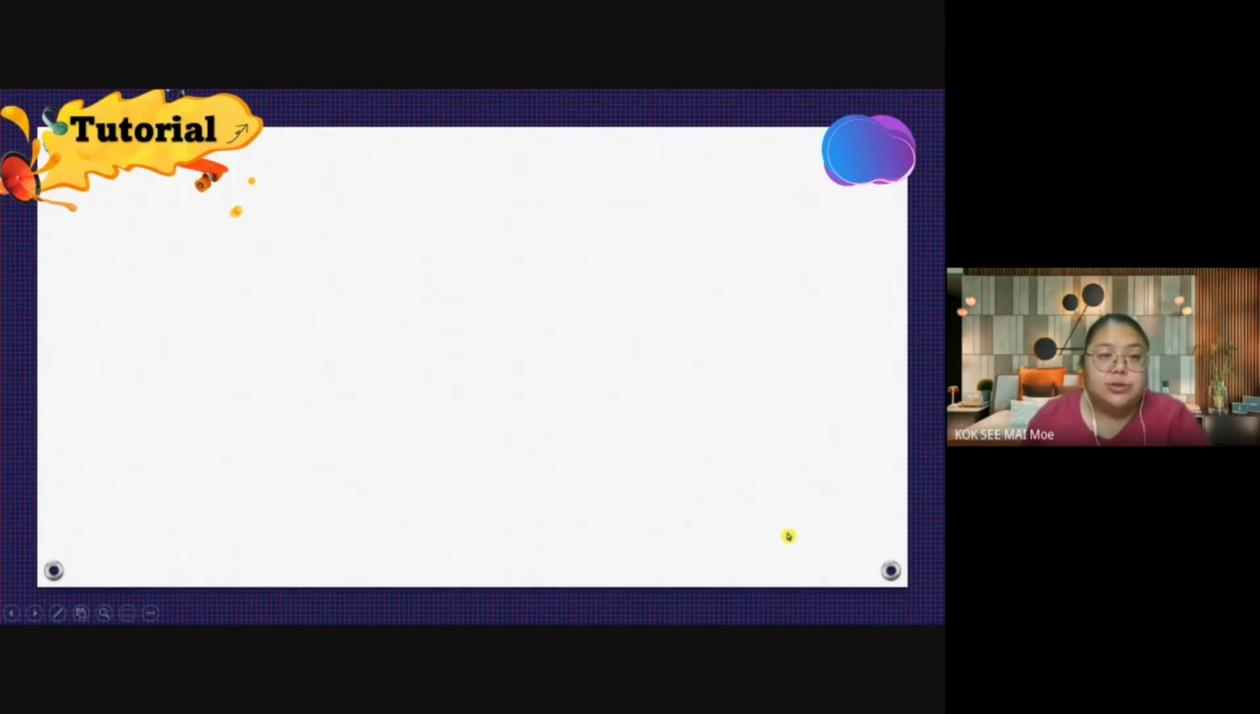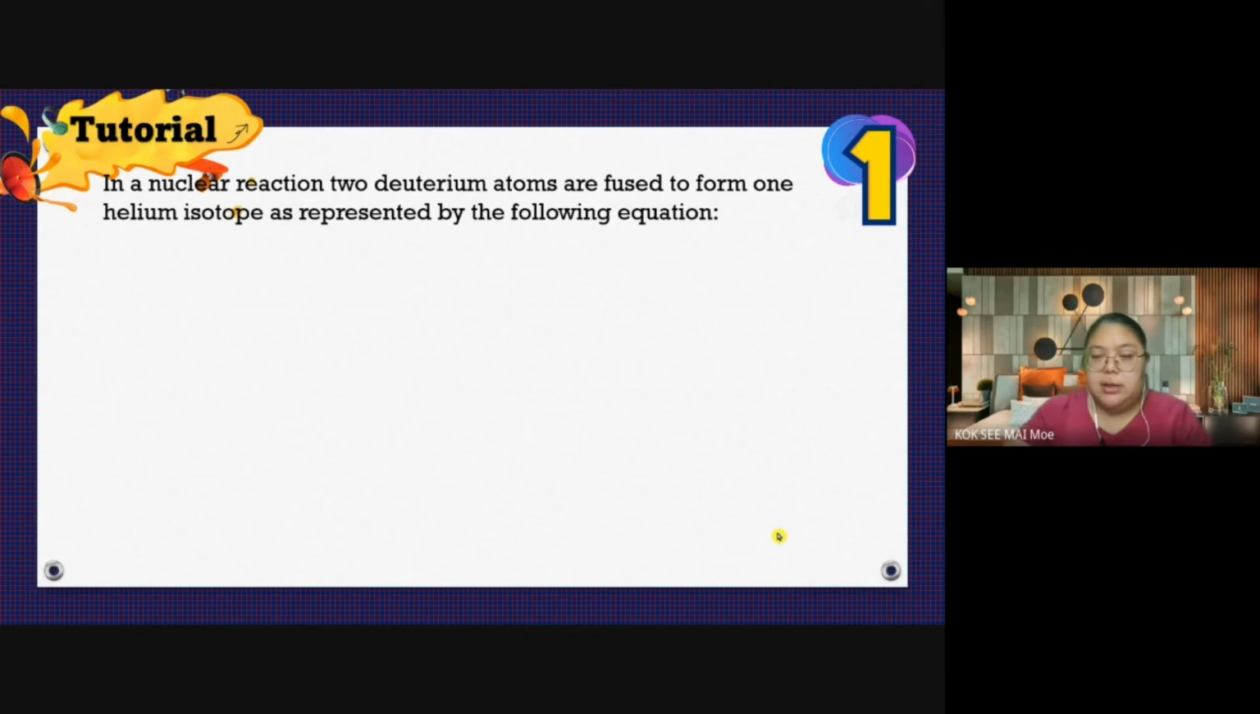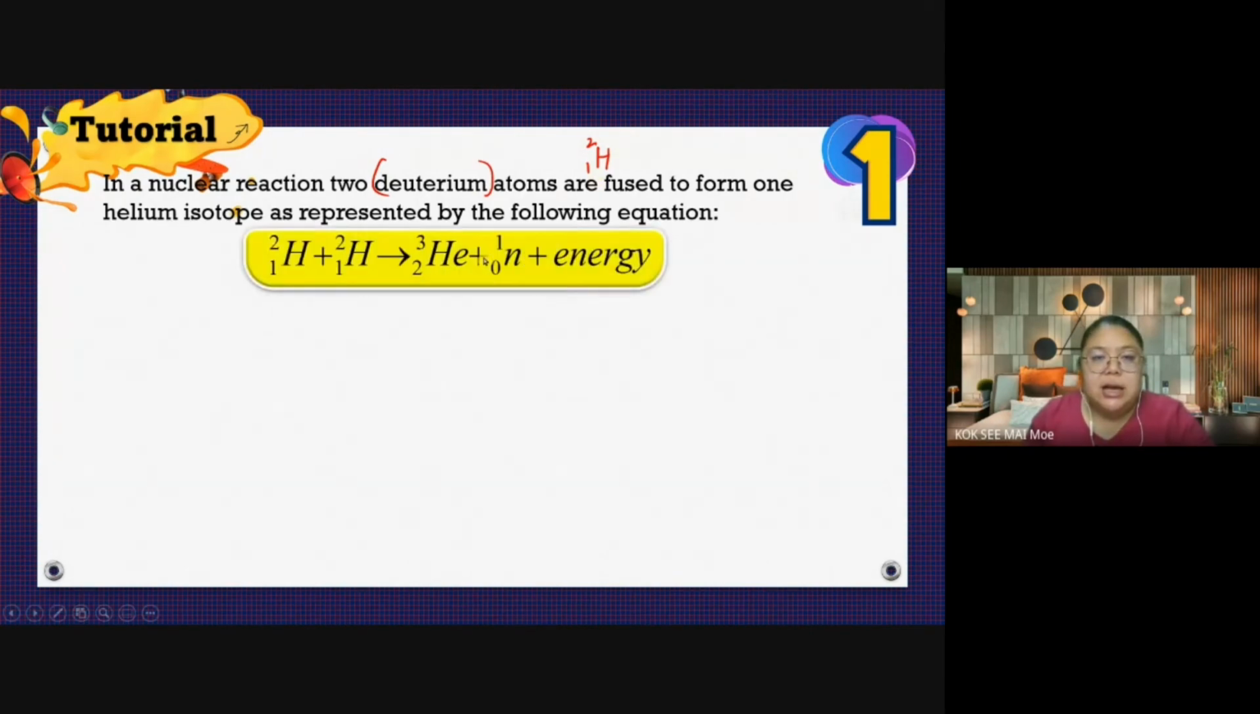Okay, now I want to see the tutorial. I think this question is not in your notes, so we do it together. Let's see the question. In a nuclear reaction, two deuterium atoms are fused to form... Two deuterium: you tell me, fission or fusion? Fusion, because deuterium is H-2. This one is a fusion. Then they show the equation already, so we know this is a fusion.